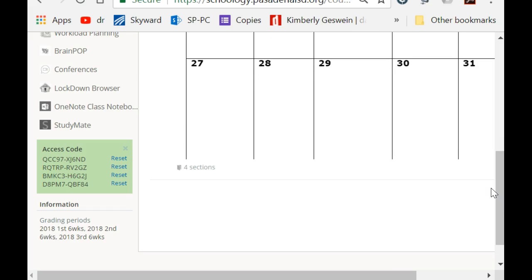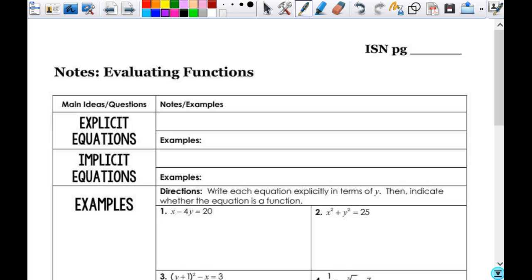If you don't have a printer, don't print it out; do it on notebook paper. Sometimes that makes things a lot harder, but it still is at least something, right? It'll be there for you. All right, so let's look at what we're doing today. There's more review today, and we're going to look at evaluating functions. This is going on page 26 when we're done.